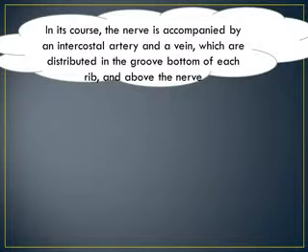Each intercostal nerve is accompanied by an intercostal artery and a vein, which are distributed in the costal groove, right below the rib and above the nerve.